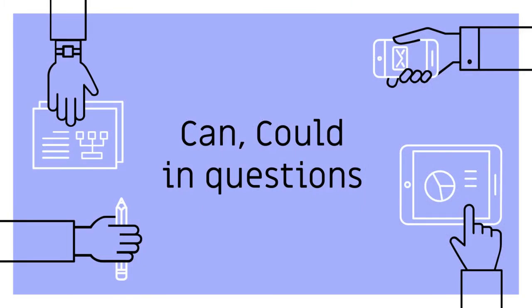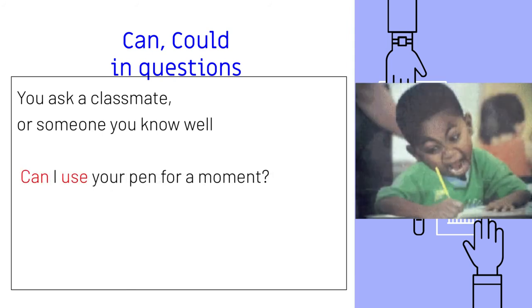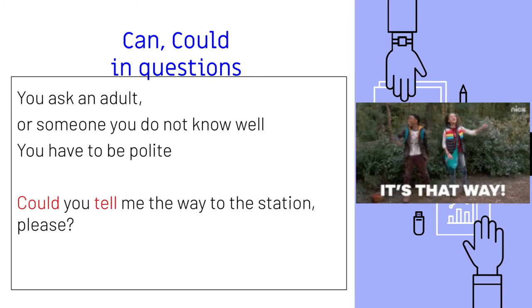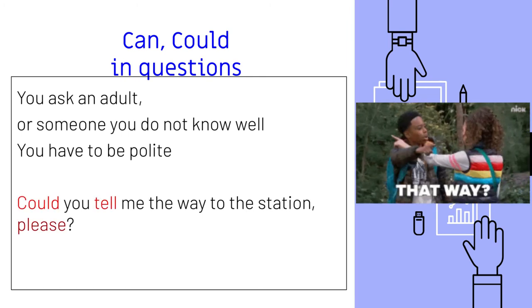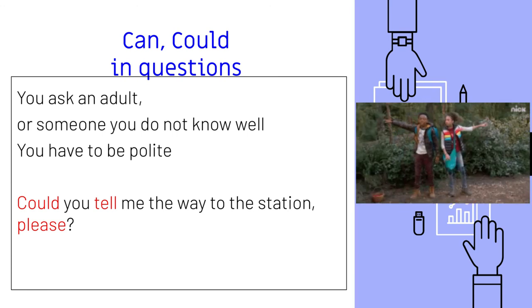Then we have can and could in questions. You ask a classmate or someone you know well, you are familiar with, so your parents or your grandparents or uncles, aunts, or older sister, can I use your pen for a moment? You ask an adult or someone you don't know well, and you have to be polite. Yeah? And polite, if you don't know what polite is, it's beleefd. Then you say, could you tell me the way to the station? Please. And then you use could. Please at the end.